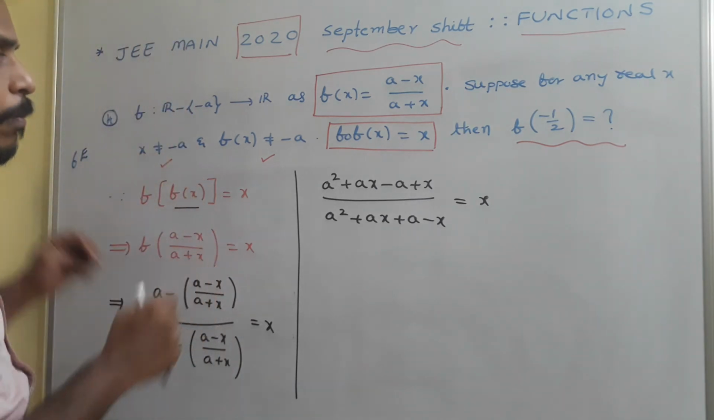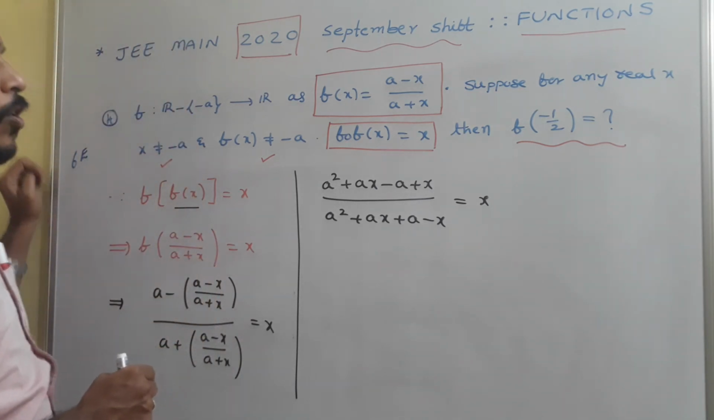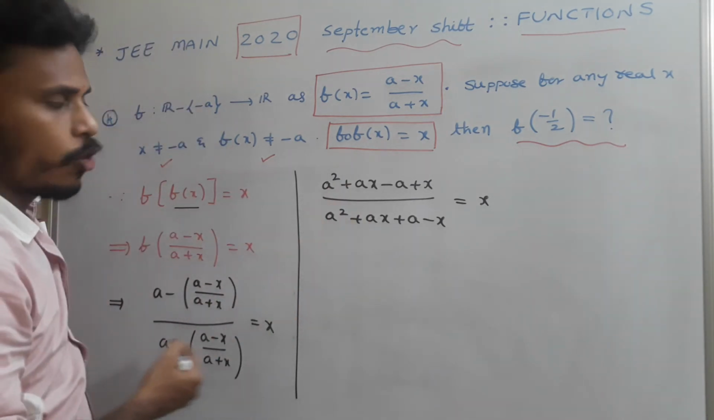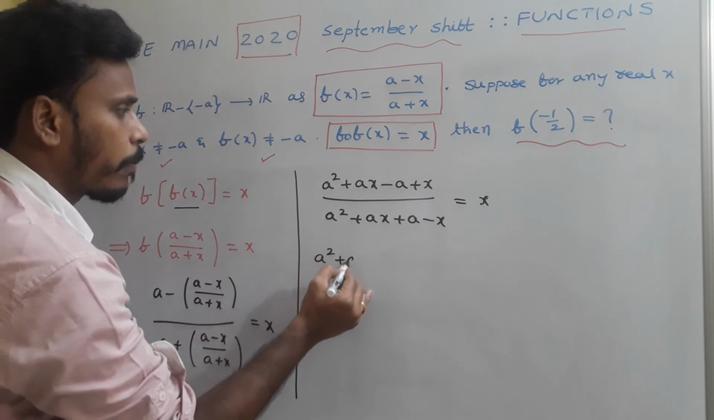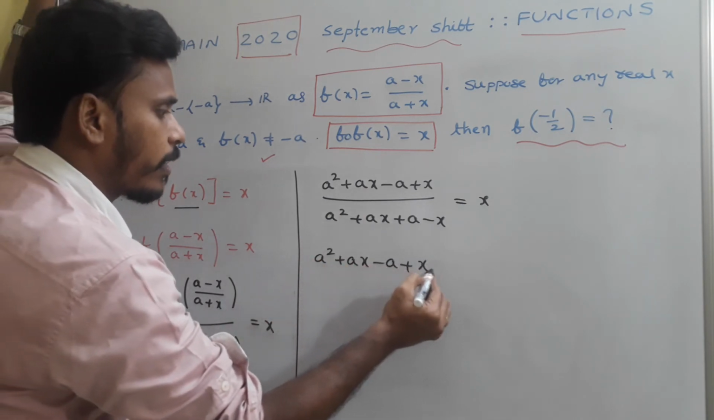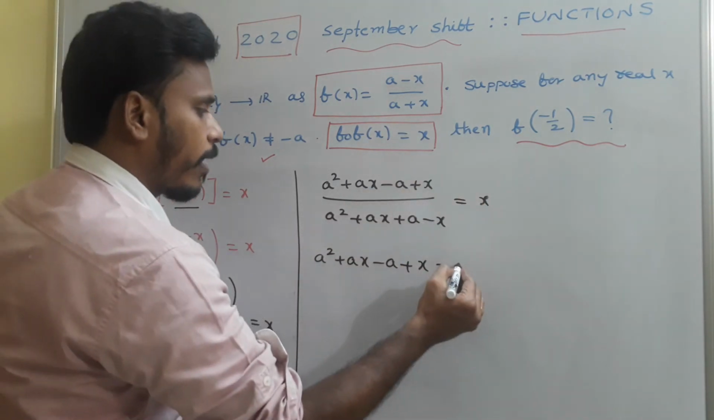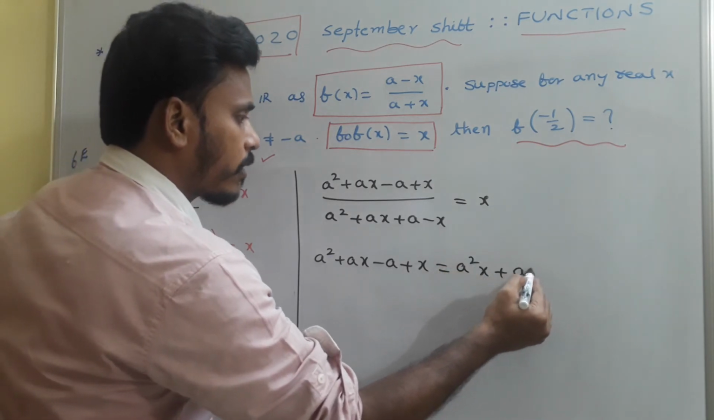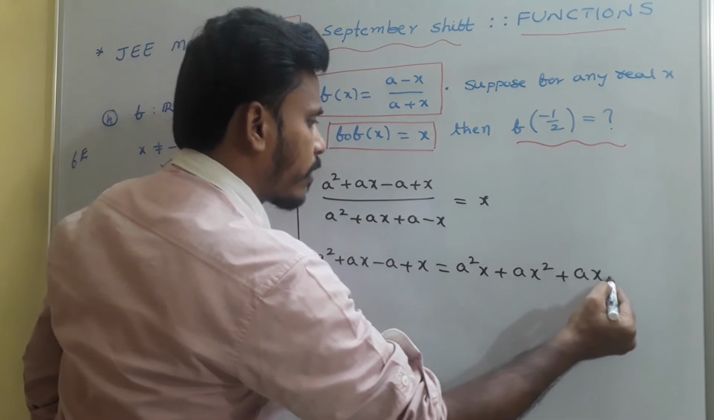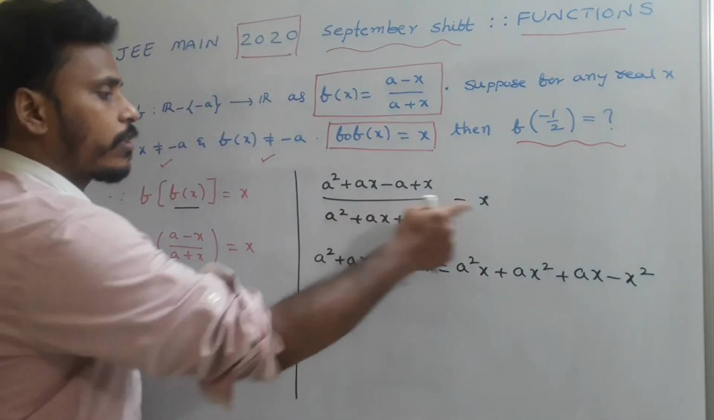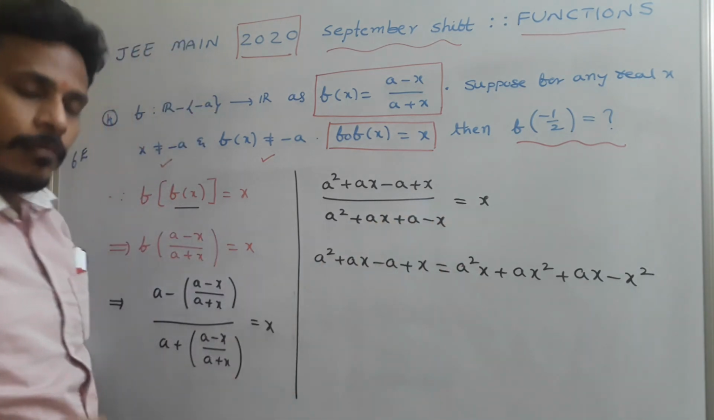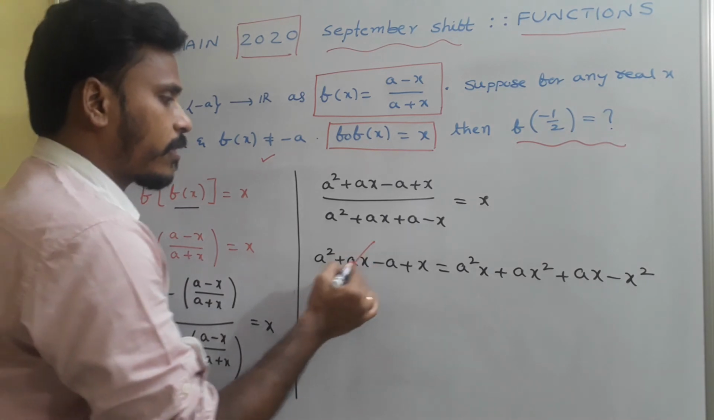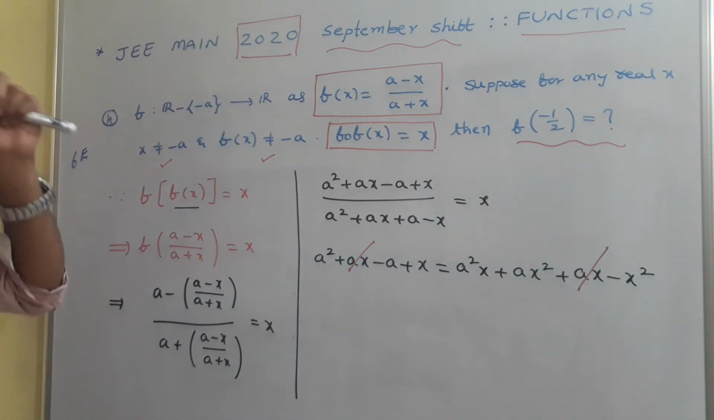Again, we need to simplify this. So how to simplify this part? Just have a look. Just do cross multiplication and do everything, no problem. A square plus ax minus a plus x is equal to, when you multiply, what will happen? A square x plus ax square plus ax minus x square. X into a square, x into ax, x into a, x into x. So one thing will get cancelled. What is that? Plus ax and plus ax will get cancelled.